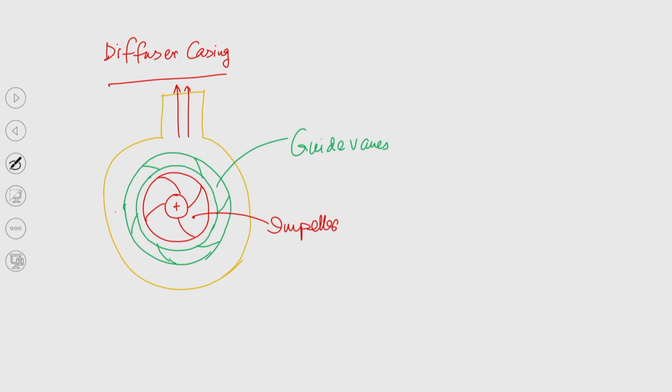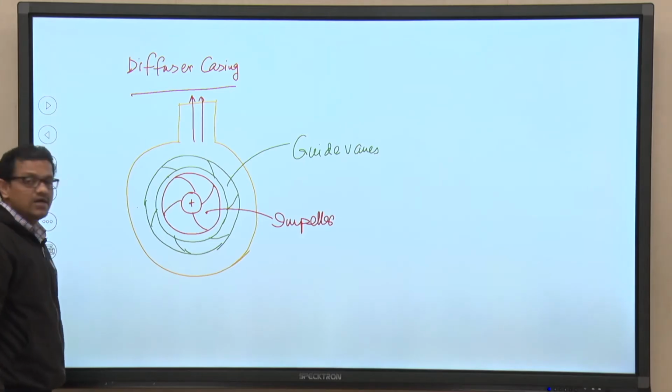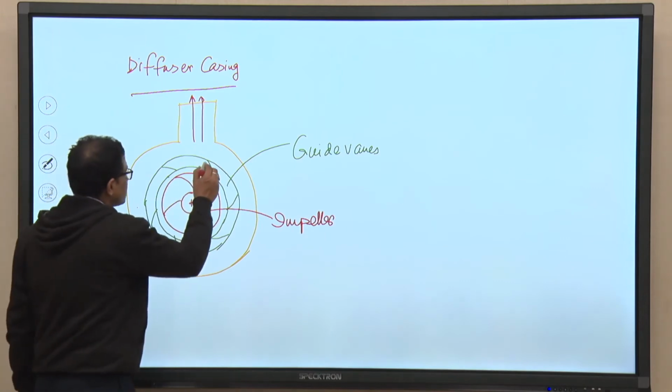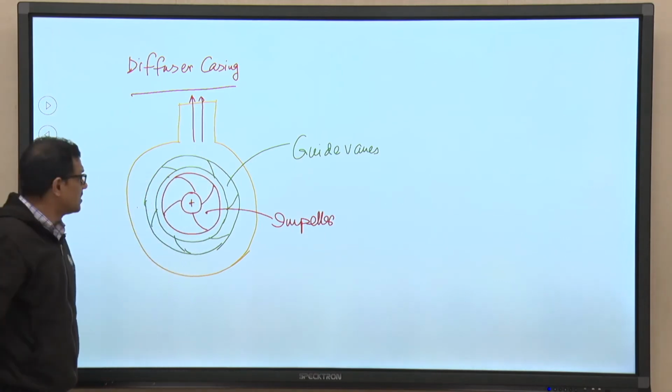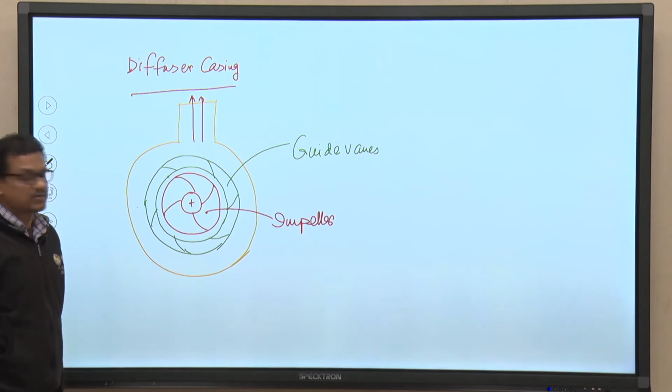The special feature is that the impeller is there, but the impeller is surrounded by a wheel which is known as the guide wheel. So, the impeller is surrounded by a wheel known as the guide wheel, and I have shown here the guide vanes. Okay. The guide wheel consists of a few stationary vanes. So, these vanes, shown here in green color, are the stationary vanes.